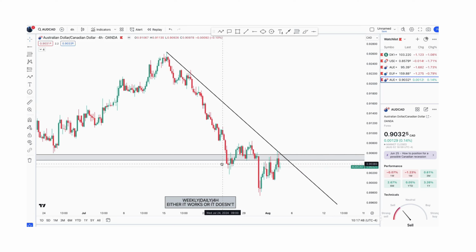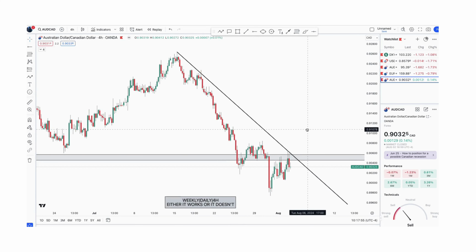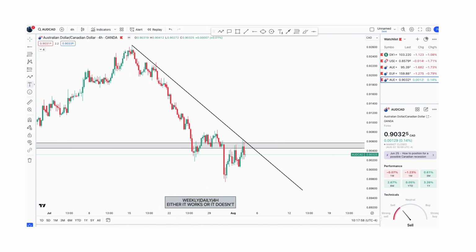On the 4-hour, I can see that price is very much so bearish. We also did reject off of this area with a bearish engulfing candle. That would have been something I would have loved to get into this trade with, but I was not looking at this market last week.